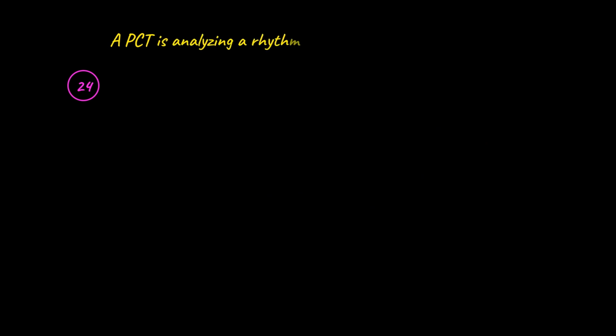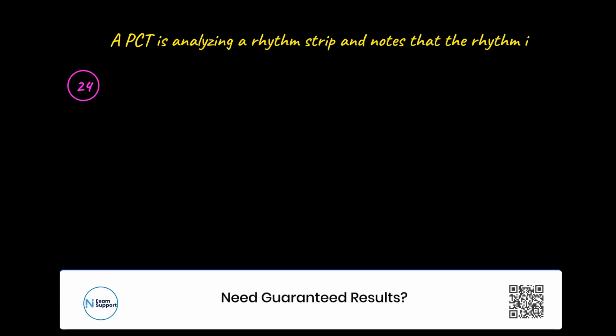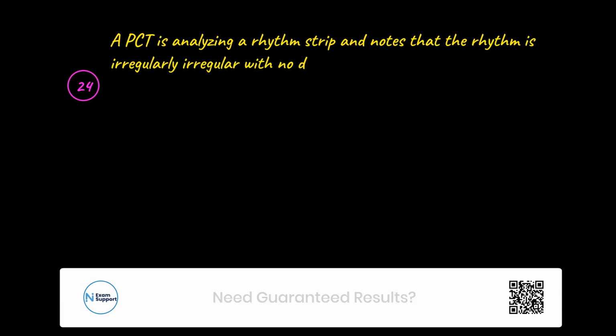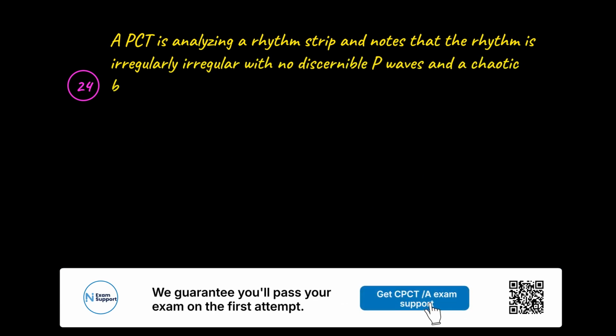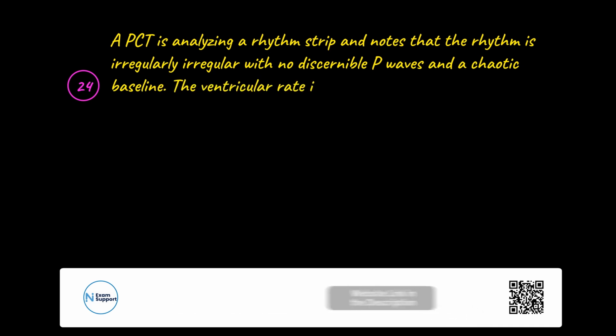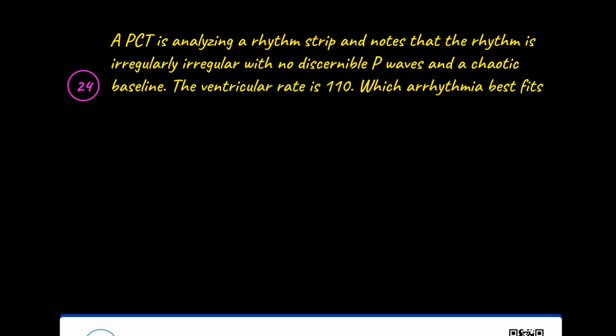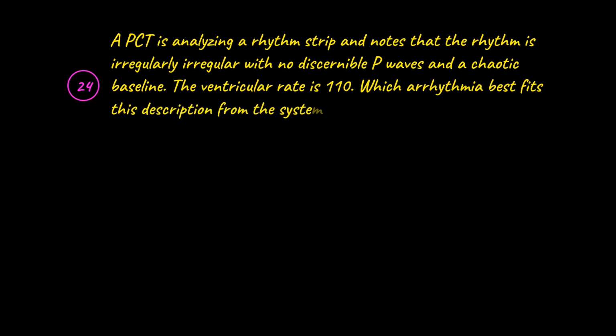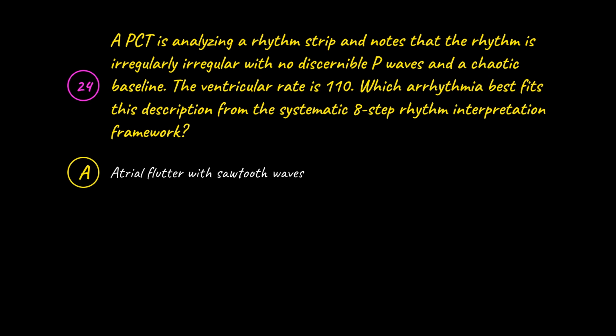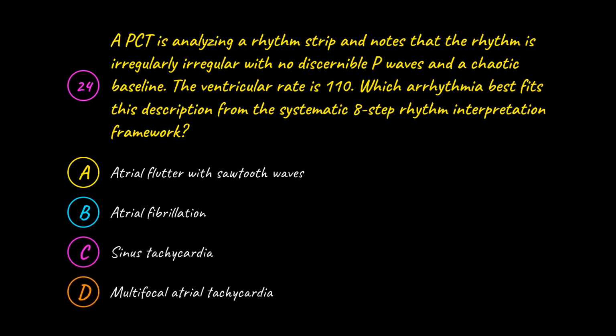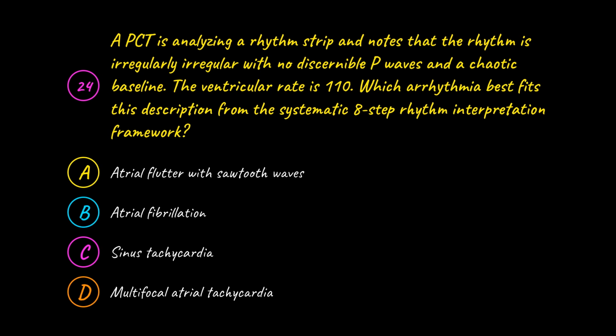Question 24. A PCT is analyzing a rhythm strip and notes that the rhythm is irregularly irregular with no discernible P waves and a chaotic baseline. The ventricular rate is 110. Which arrhythmia best fits this description from the systematic 8-step rhythm interpretation framework? Your options are A. Atrial flutter with sawtooth waves. B. Atrial fibrillation. C. Sinus tachycardia. D. Multifocal atrial tachycardia. Got a guess? Lock it in.